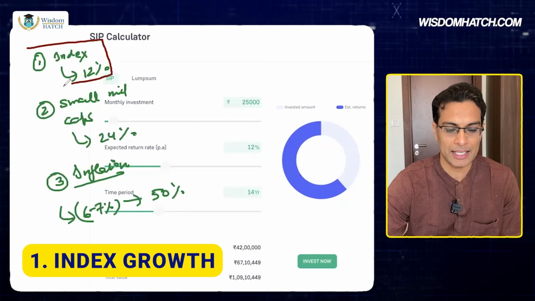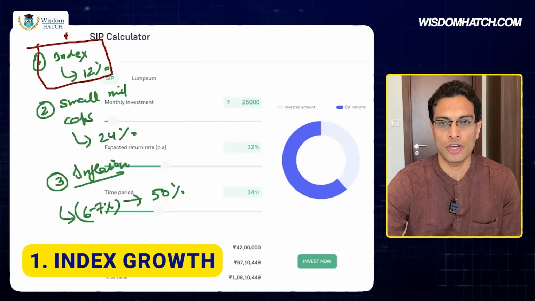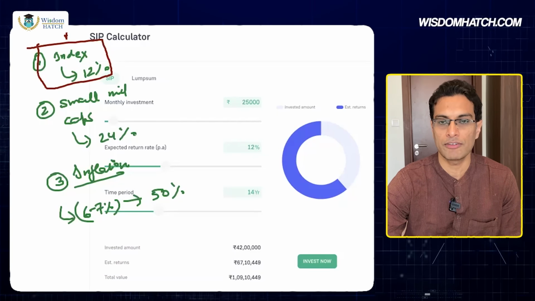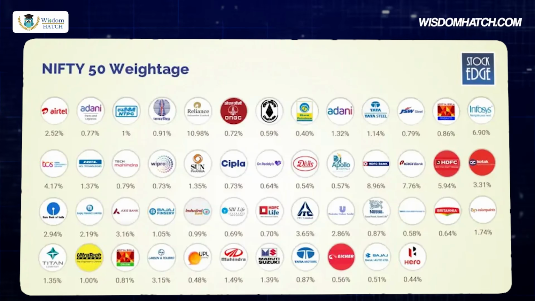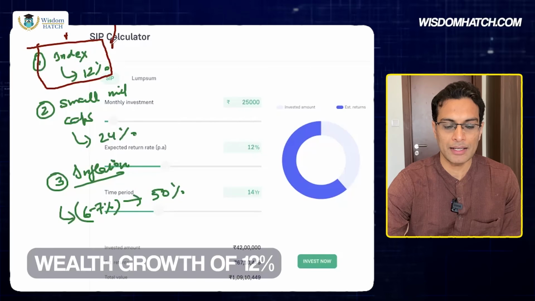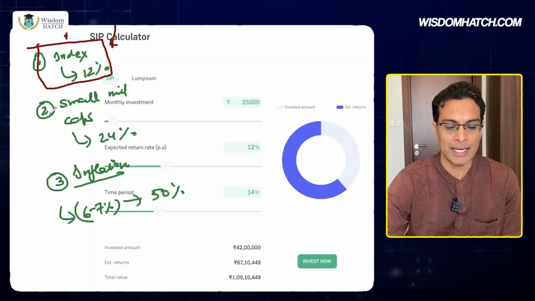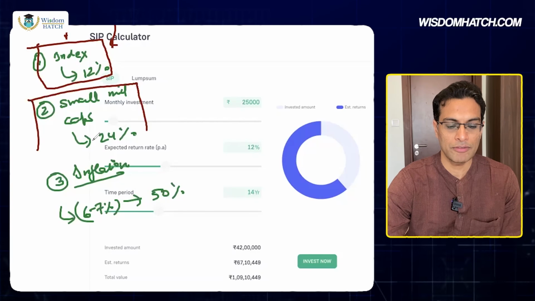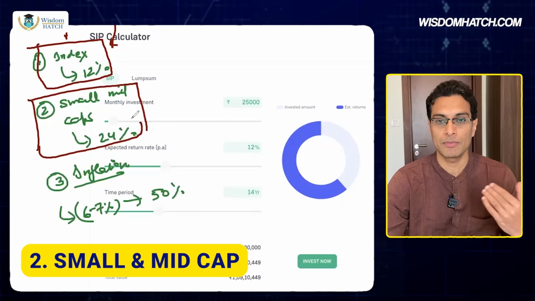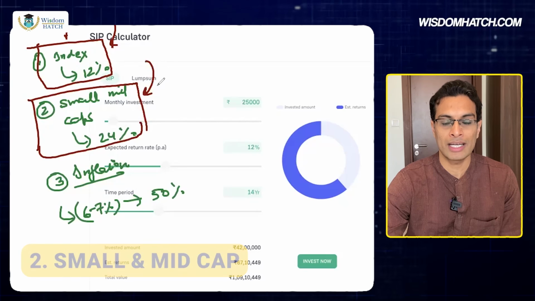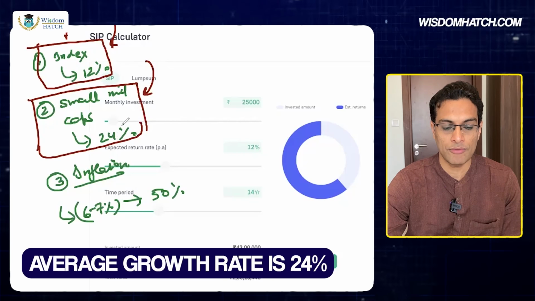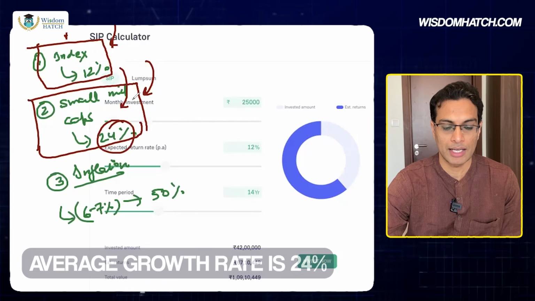So okay, there are 3 mathematical numbers that I will talk about. The first mathematical number is index growth. For example, if you invest your money in an index called Nifty 50, which is the collection of top 50 companies in India, you can expect a wealth growth of 12%, right? So this is normal math. Now the second key mathematical point is कि देखो आप Nifty 50 में नहीं करते हो, आप small mid caps में करते हो, then the expected or average growth rate will be around 24% CAGR. ये double होता है Nifty का, okay?